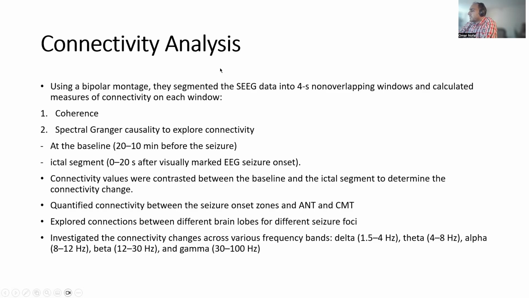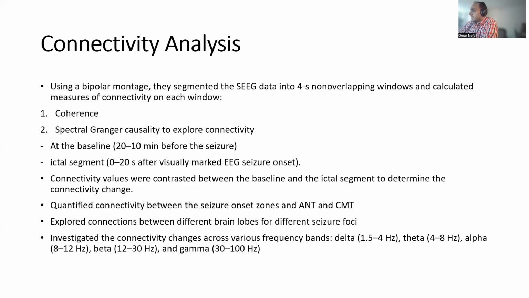And so what they used as analysis is a connectivity analysis. Using a bipolar montage, they segmented the stereo EEG into 4-second non-overlapping windows and calculated measures of connectivity. They used 2 measures of connectivity, which I will briefly try to further define. They used coherence, and the second method was the spectral Granger causality analysis.